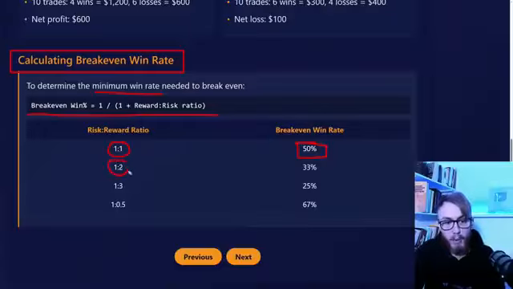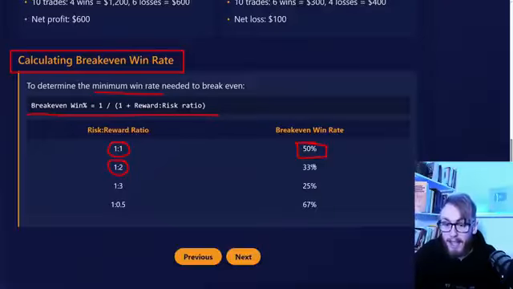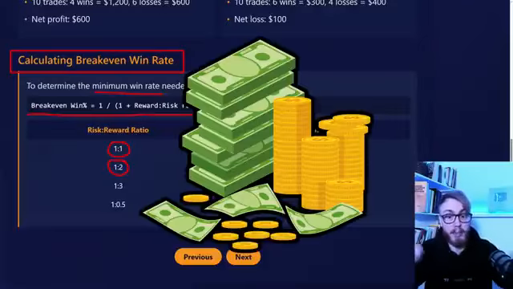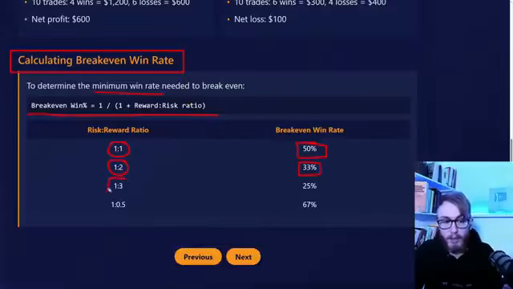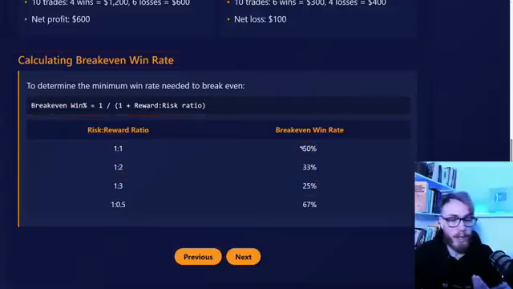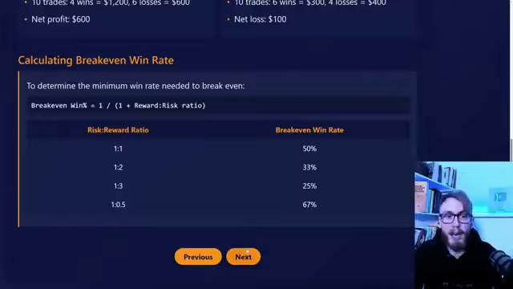But if we have a 1 to 2 risk to reward, meaning that we win 200 and lose 100, now we only need to win 33% of the time. So if we win more than 33% of the time, we will be consistently profitable. And this goes on and on. With a 1 to 3 risk to reward, we only need to win 25% to break even, and so on. So I hope this gives you a good definition of the break-even win rate.